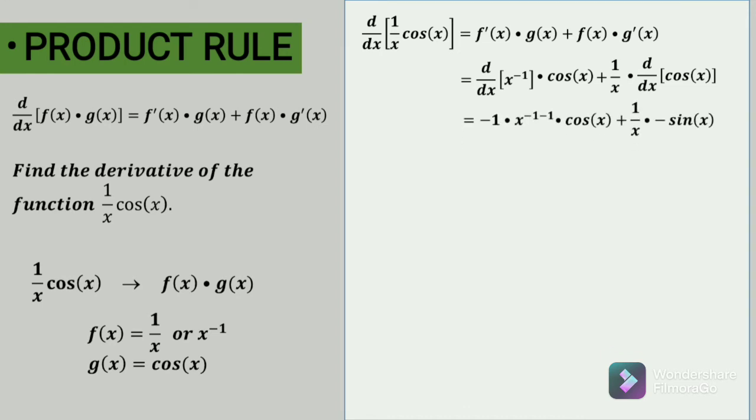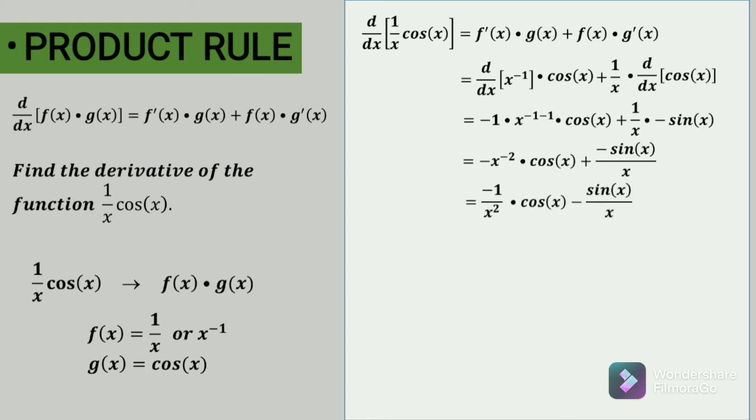So the derivative of x to the power of negative 1 is negative 1 times x to the power of negative 1 minus 1, then cos of x, plus 1 over x times the derivative of cos of x, which is negative sine of x. Let's simplify. Negative 1 times x to the power of negative 1 minus 1 is negative x to the power of negative 2. Then cos of x, then 1 over x times negative sine of x is equal to negative sine of x over x.